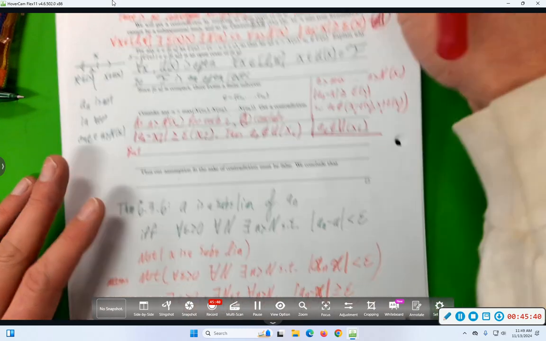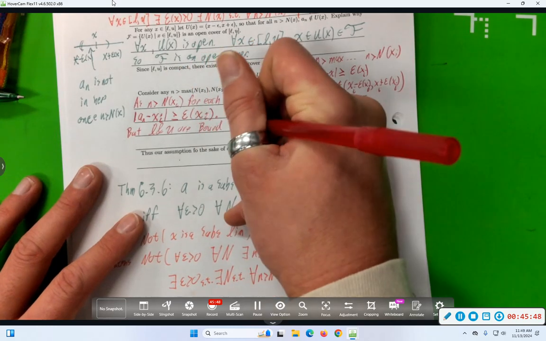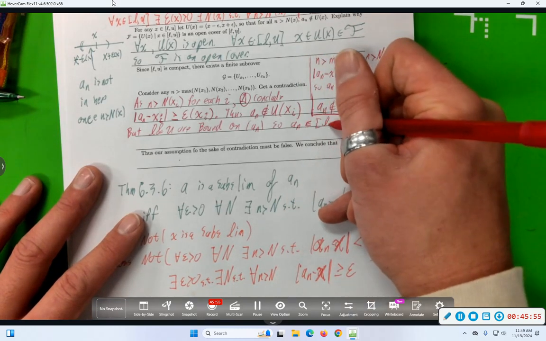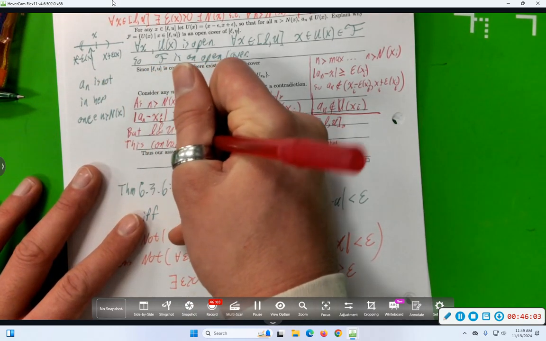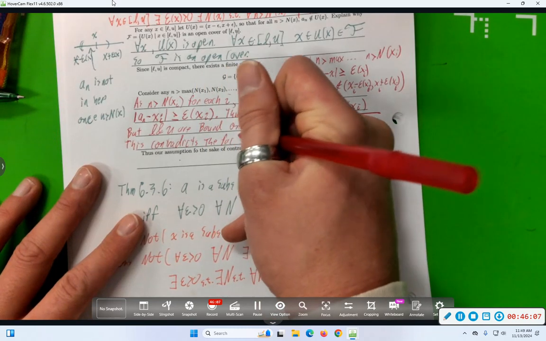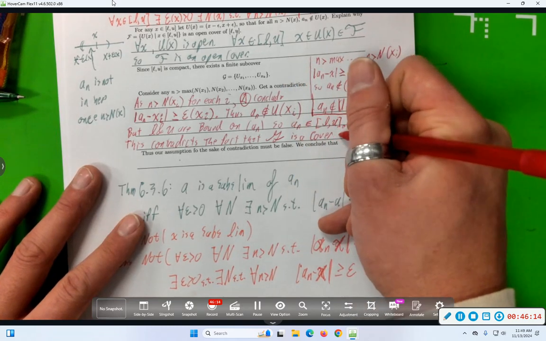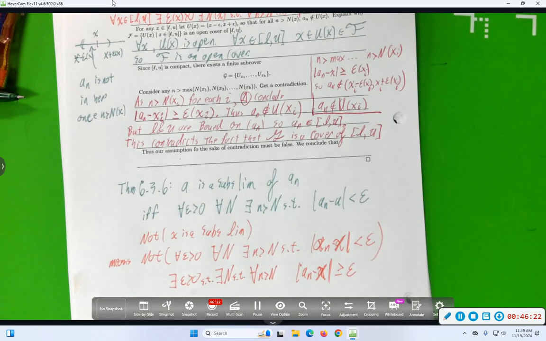But L and U are bounds on a sub n, so a sub n is definitely in L to U. This contradicts the fact that G is a cover of L to U. All right, so we've gotten ourselves a contradiction. What can we conclude? The thing we assumed for the sake of contradiction is wrong.